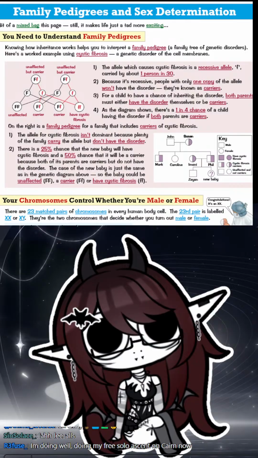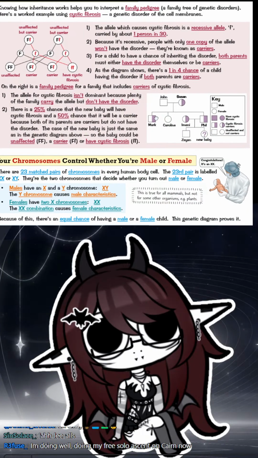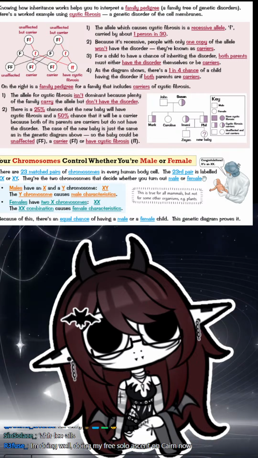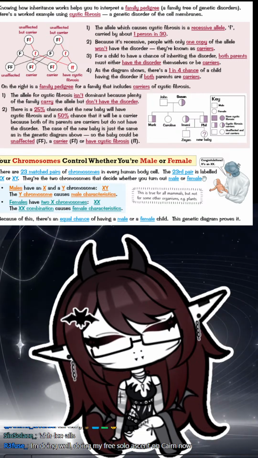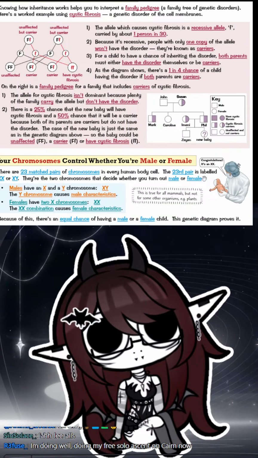Alright, this seems good. Family pedigrees. Knowing how inheritance works helps you interpret a family pedigree, a family tree of genetic disorders. Here's a worked example using cystic fibrosis, a genetic disorder of the cell membranes. The allele which causes cystic fibrosis is a recessive allele, lowercase f, carried by about 1 person in 30.